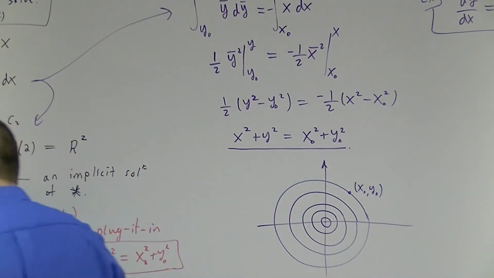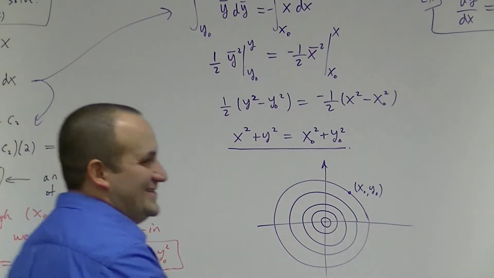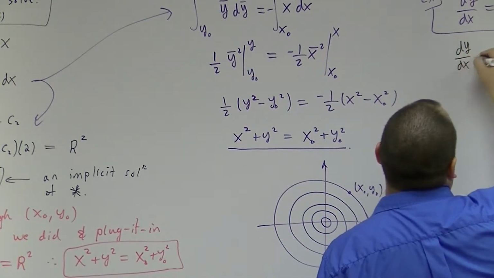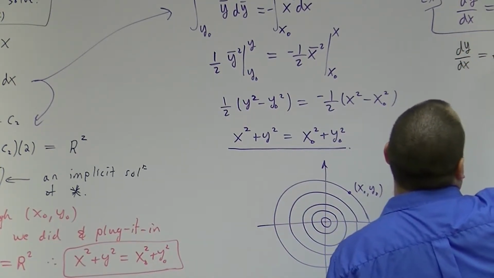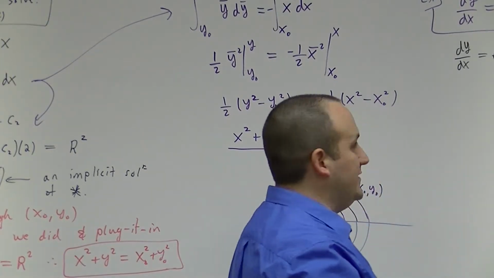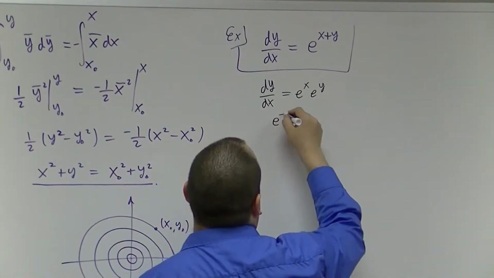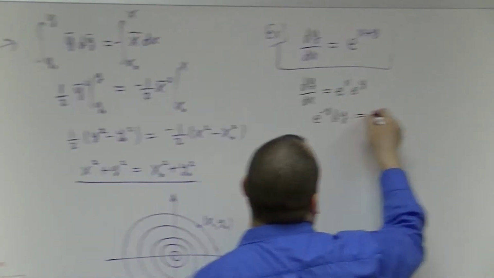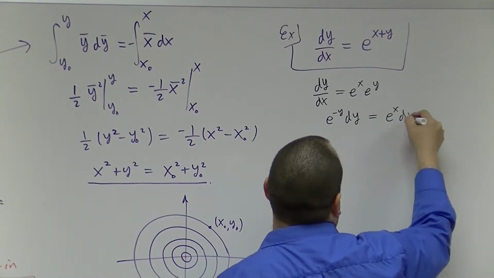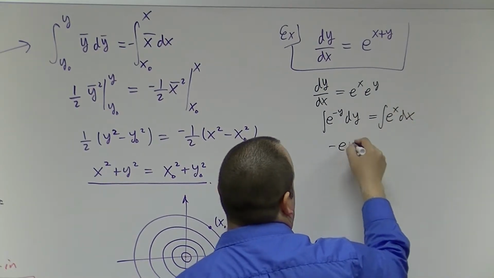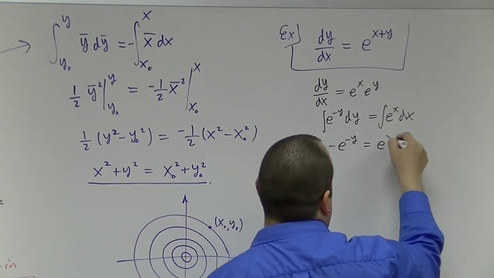See, because in order to solve this, you must first know algebra. So you got to be able to see dy dx is equal to e to the x times e to the y, right? And then you separate. So this gives me e to the minus y dy is equal to e to the x dx. Integrate both sides. You get minus e to the minus y is equal to e to the x plus a constant.